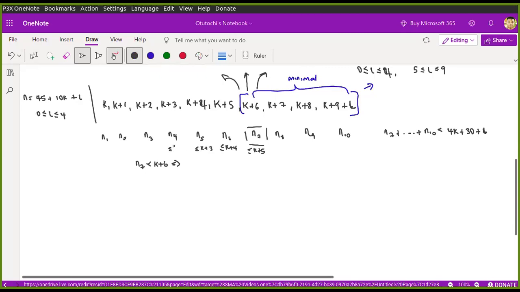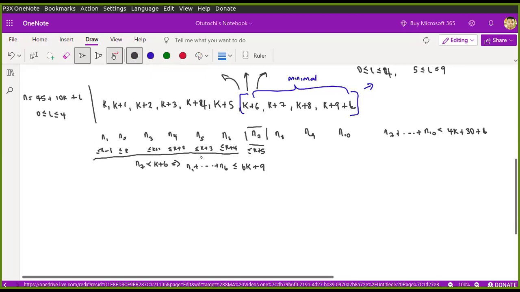This is going to be less than or equal to k plus 2. This is going to be less than or equal to k plus 1. And this is going to be less than or equal to k. This is going to be less than or equal to k minus 1. So that just means that the sum n1 all the way to n6 is going to be less than or equal to the sum of these guys here. So of course that's 6k plus 9.